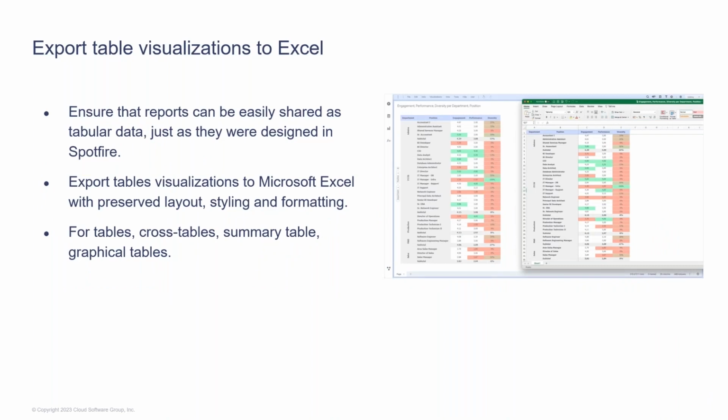Okay, so if we now look into a few of the new features that we introduced in Spotfire 14, one nice improvement is that users can now export their table visualizations to Microsoft Excel with preserved layout, styling, coloring, and formatting. So this goes for tables, for cross tables, for summary tables, and graphical tables. You just simply right-click in the table and you export it to Excel. So this means that it's easier to share the results of your analysis with people in the organization that do not use Spotfire.